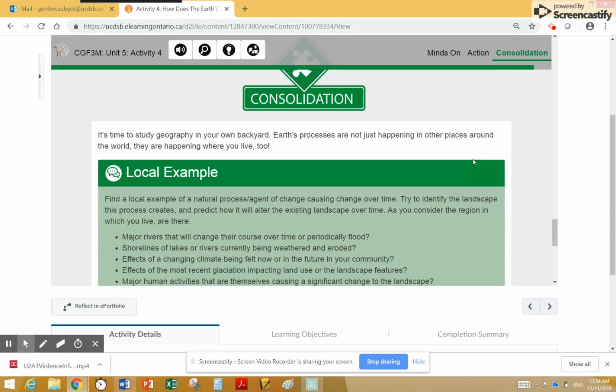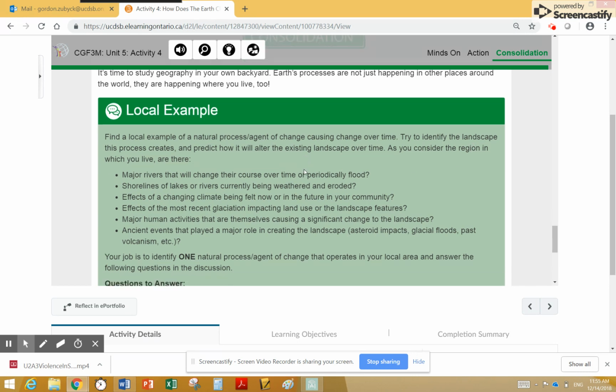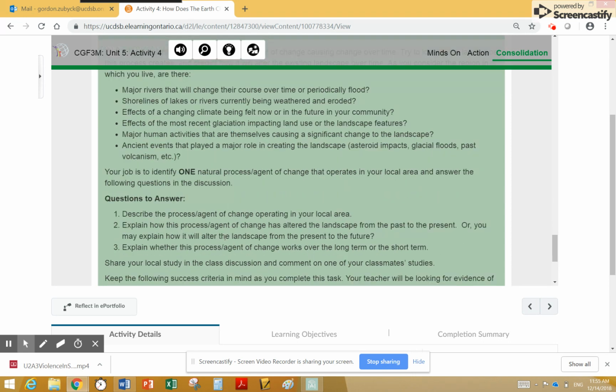And the final activity for consolidation is a local example, so something in the area where you live. So you're trying to figure out something that occurs there. And then basically identify one natural process or agent of change that operates in your local area and answer the following questions in the discussion. So these 3 questions here need to be answered based on where you live. Don't be afraid to take an image of it or find an image of it or a picture or something like that. You could add that to the discussion as well, which really helps to illustrate what it is you're talking about.